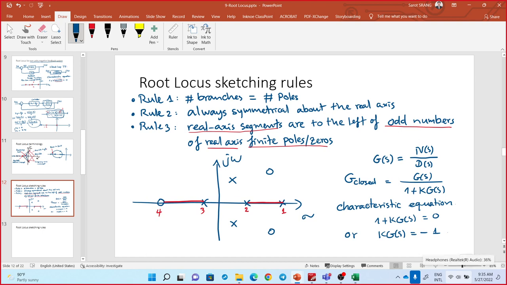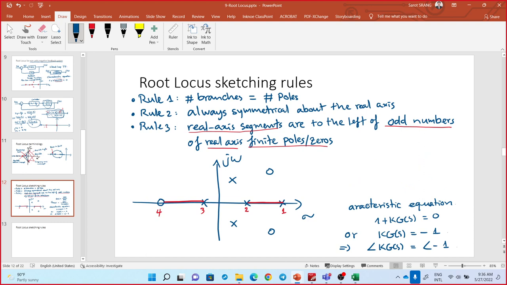Then if I look at the phase, phase of K G(s) equal to phase of minus 1. Okay. Then I don't want to move to another page, so I erase here and restart this.